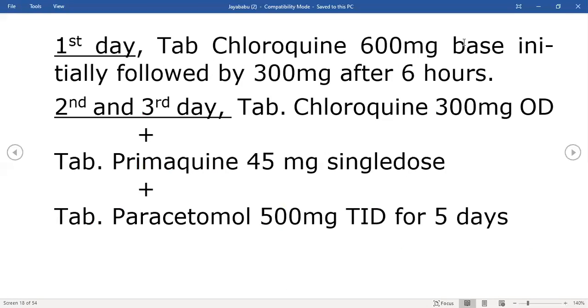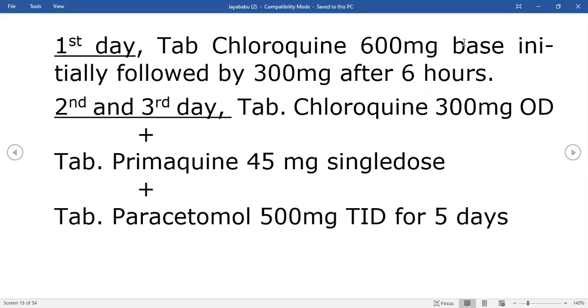So chloroquine should be taken initially as 2 tablets of 300 mg, that is tablet chloroquine 600 mg base initially followed by 300 mg after 6 hours. Then on the second day and third day, after 24 hours of taking 600 mg, you are supposed to give tablet chloroquine 300 mg OD. That is, on the first day, 600 mg. After 6 hours, you are supposed to give 300 mg.